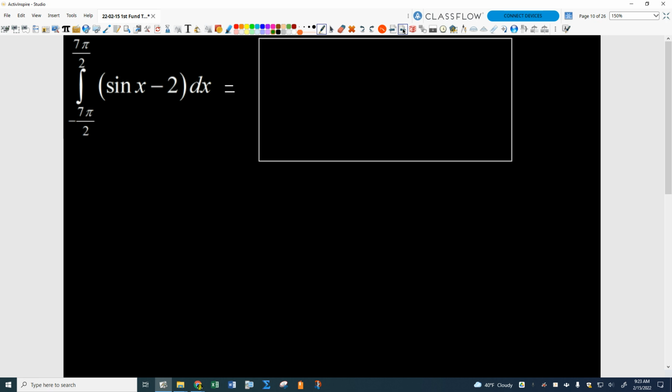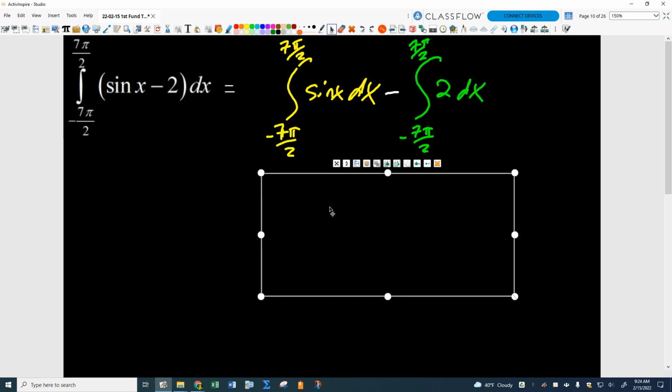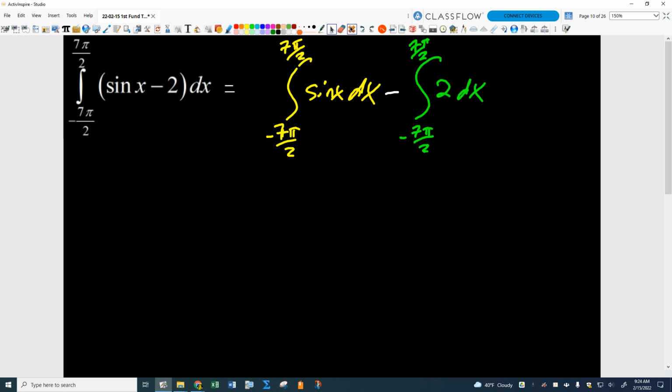Sine is even or odd? It's odd, right? 2 is even because it's 2x to the 0, and 0 is an even number, right? So this is one where we'd want to do it like this. We'd want to break this thing up into separate parts. We'd want to integrate term by term, and look what we get. We get the integral of an odd function over symmetric limits. What's that equal to? 0. Yeah. So this one, you see the benefit here? This one just goes away.